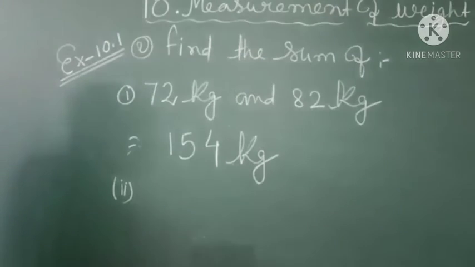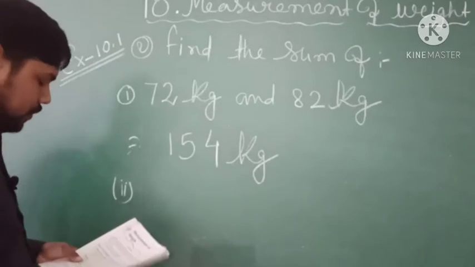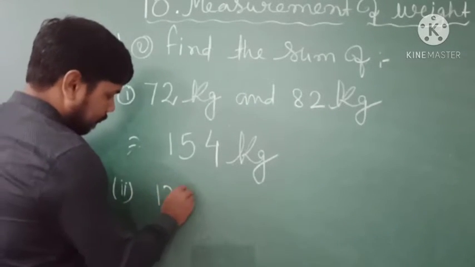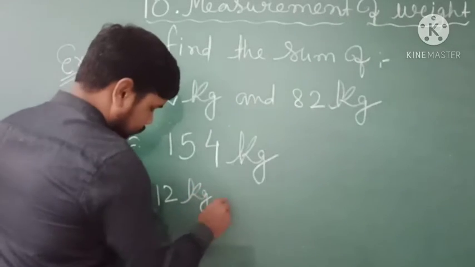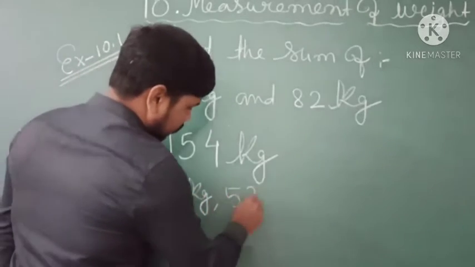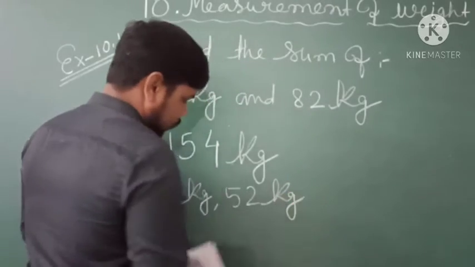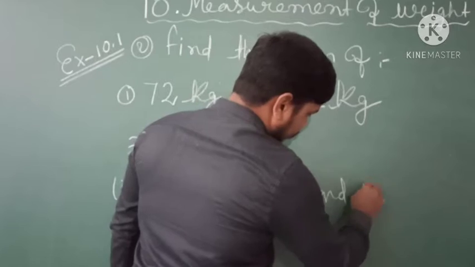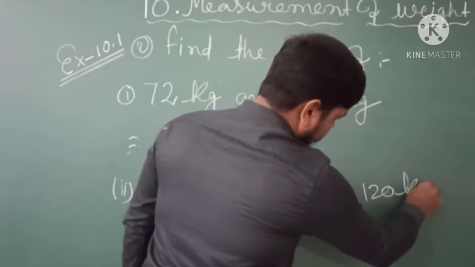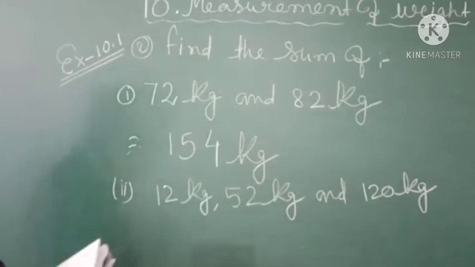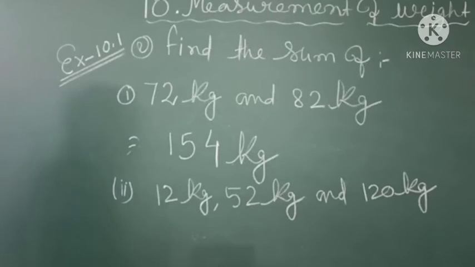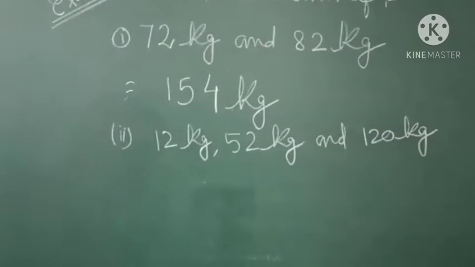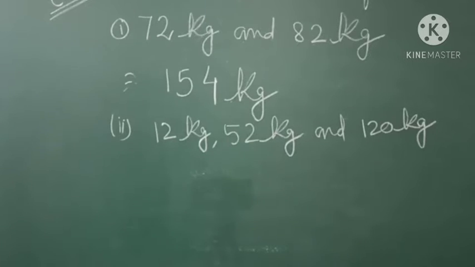If there are 2 or 3 numbers, you can very simply do it. So 12 kilogram, 52 kilogram, and 120 kilogram. These are the three numbers which we have. Now very simply you just have to add these three numbers. Let us see how we can do it.